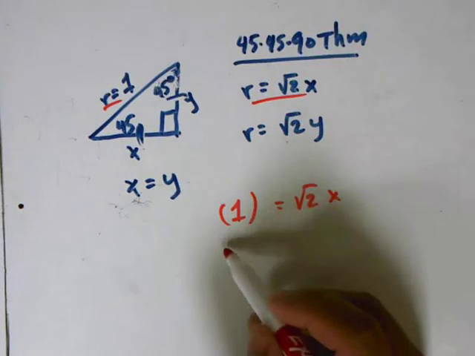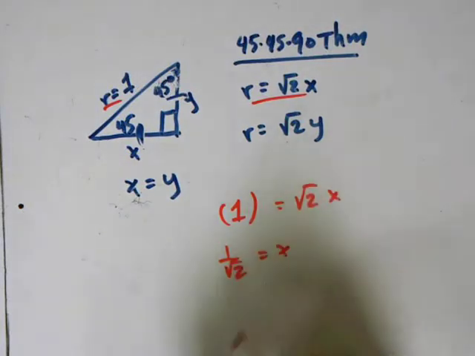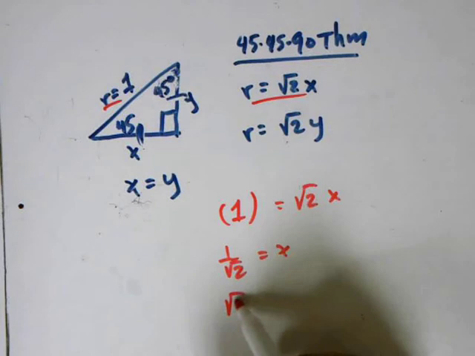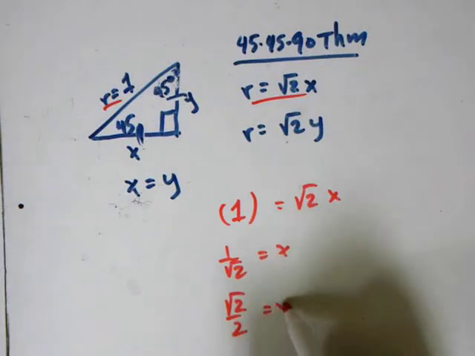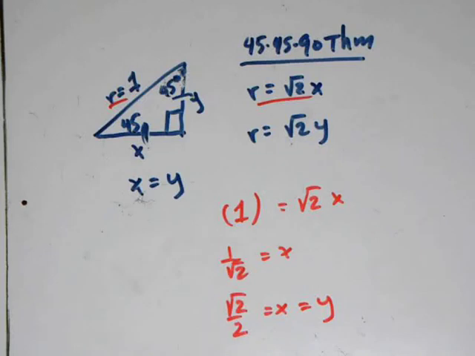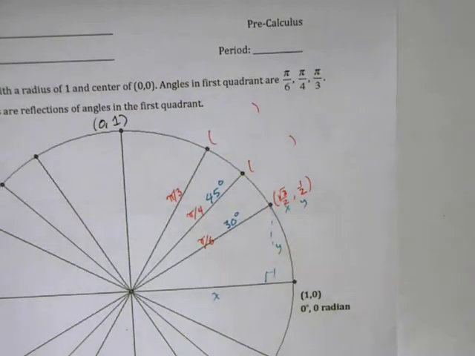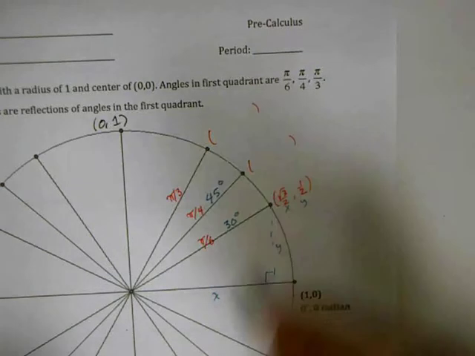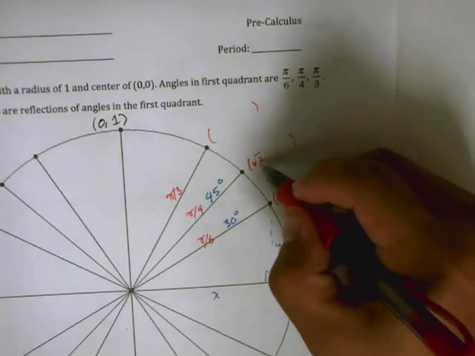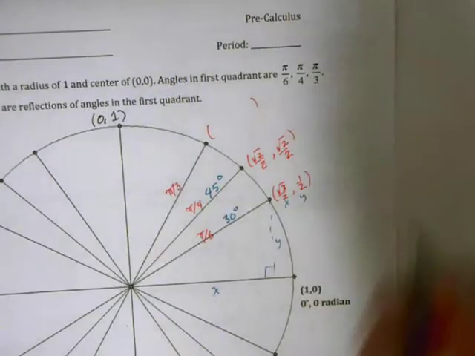Solving for x, I have 1 over root 2 equals x. Rationalize the denominator. Root 2 over 2 equals x, which is also equal to y. So taking my unit circle back, the second point that I have here has to be root 2 over 2, root 2 over 2.